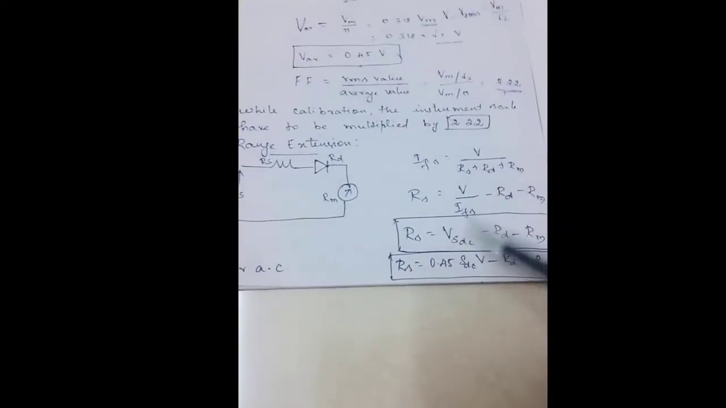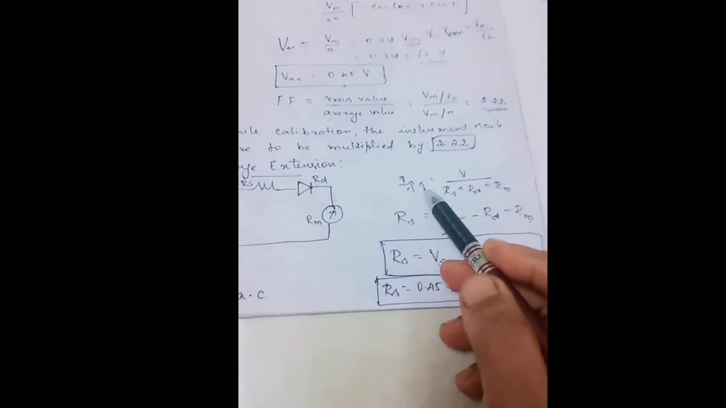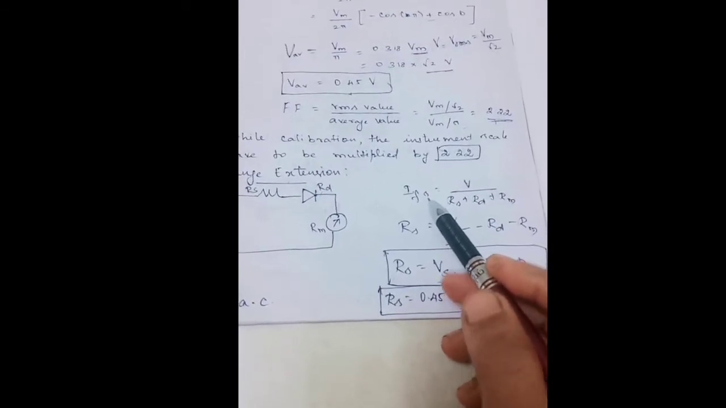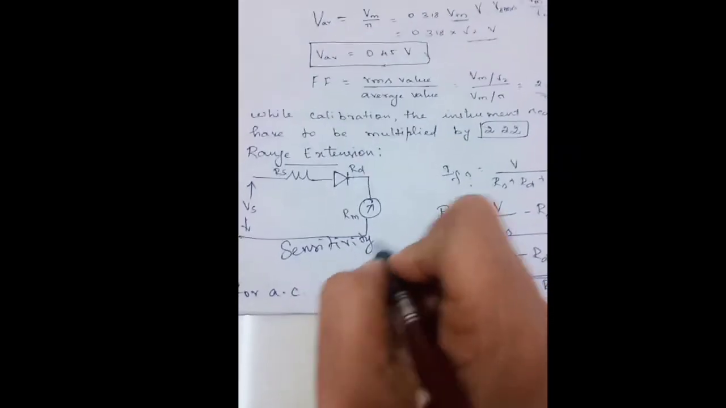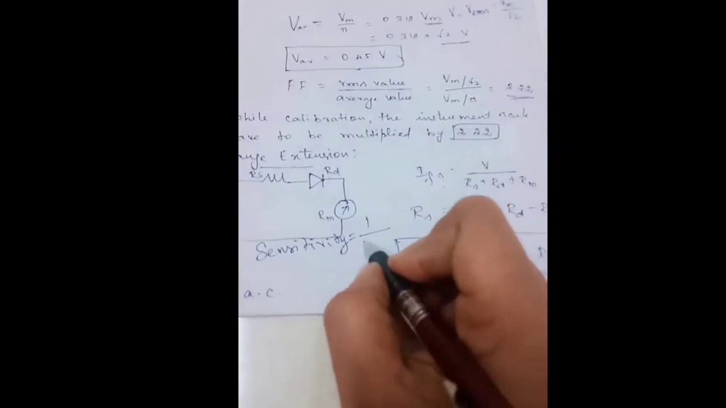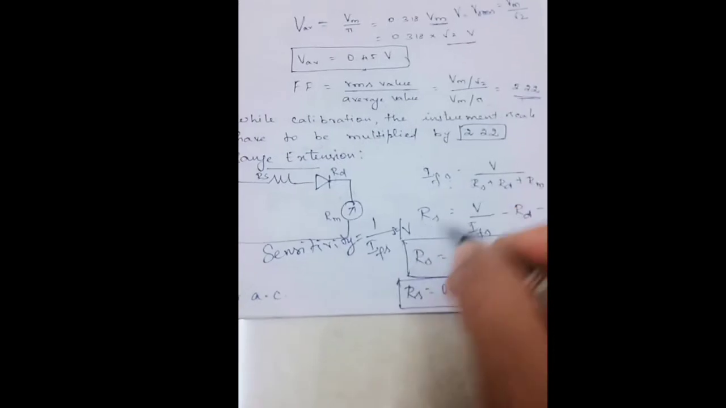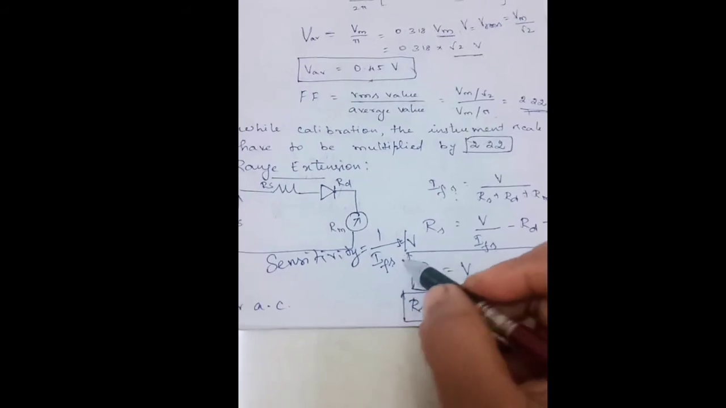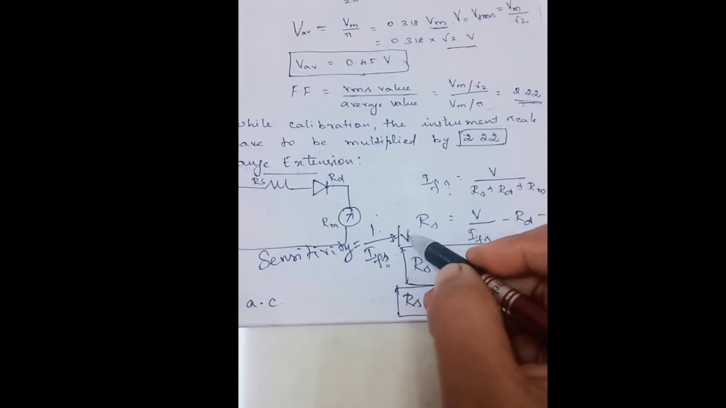IFS is the full scale deflection current, that is the current required to make a deflection of full scale value. We can also term it by means of another term called sensitivity. Sensitivity is nothing but 1 by IFS, and its unit is ohms per volt. Since 1 by IFS we can write as V by R, it will be R by V. That's why its unit is ohm per volt.